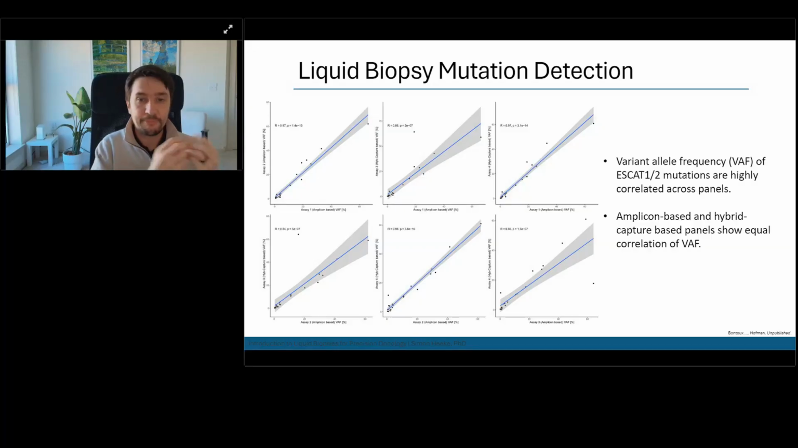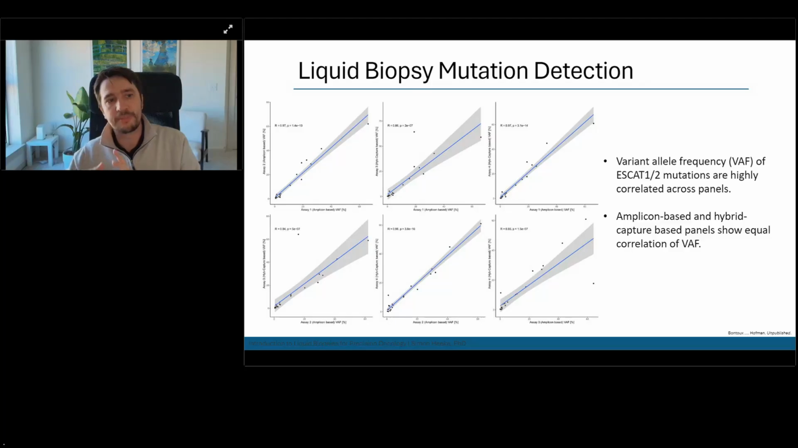And it doesn't matter if it's an amplicon-based assay or a hybrid capture-based assay, if we use an integrated sequencer, or if we use a classical sequencer, we could really see that the detection of a gene mutation from liquid biopsy seems to be really well correlated across assays, meaning that when you find something in a liquid biopsy, this is really information that you can use.